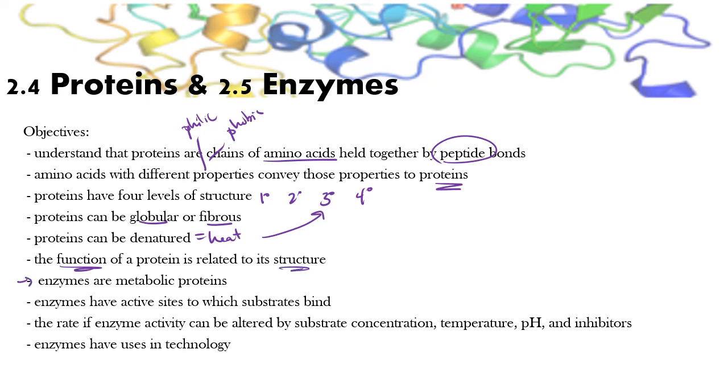Enzymes are special kinds of proteins that carry out metabolism. They are going to be globular proteins. They have active sites, and the active site is what binds to the substrate. We can change the rate of enzyme.